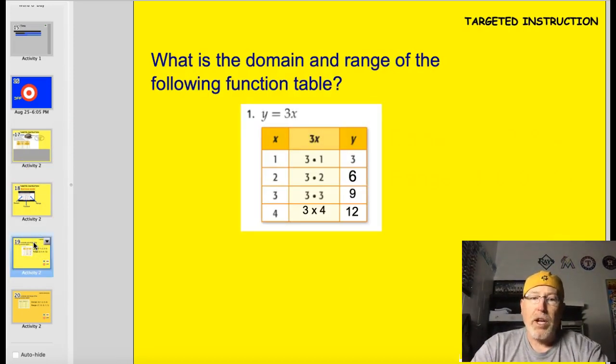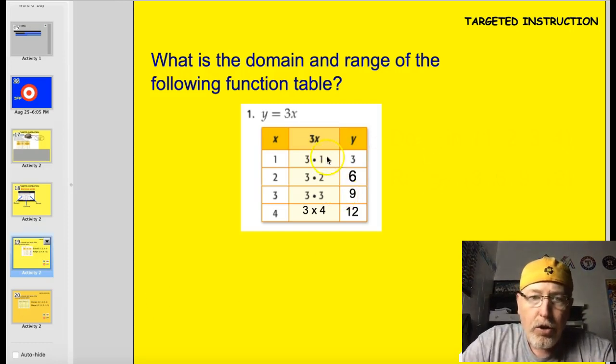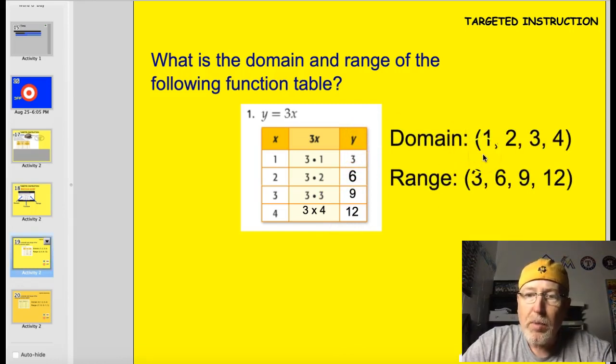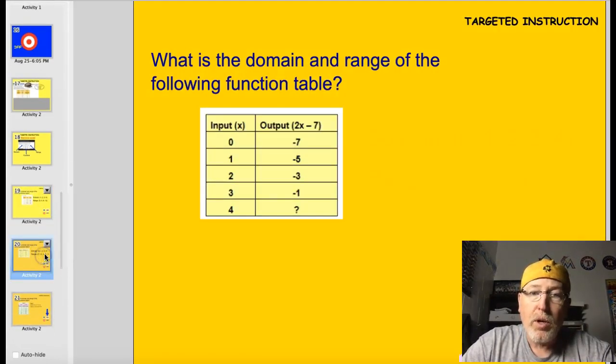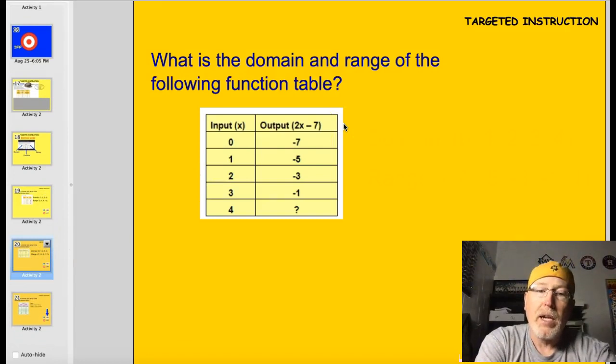What's the domain and range of the following function table? Well, let's take a look. The domain is going to be here. It does not include the x. It's just the values. The y is here. It does not include the y. So the domain will be 1, 2, 3, 4. The range, 3, 6, 9, 12. Okay? Time for you to try one. Here's your first pause problem. What's the domain and range of the following function table? And label them domain and range.